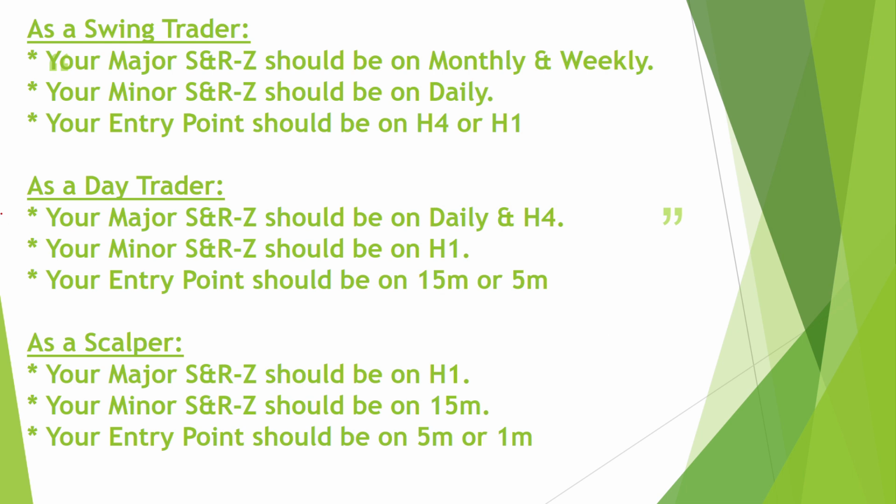As a swing trader, your major support and resistance levels should be on the monthly and weekly time frame. That is where you should take your buy and sell opportunities from. Your minor levels should be on daily. When market gets to these places, we watch. And your entry, where you take your buy and sell opportunities, should be on H4 or H1 as a swing trader.